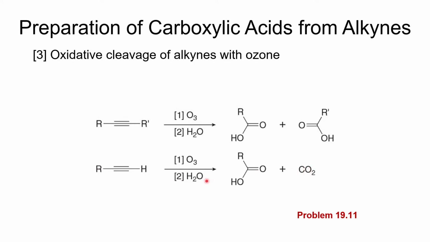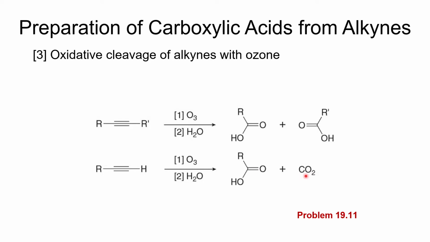This is actually kind of a convenient way to chop off a carbon. If you have one too many carbons and you want to have one fewer, you can do the ozonolysis and get that carbon dioxide. That other one leaves as carbon dioxide.